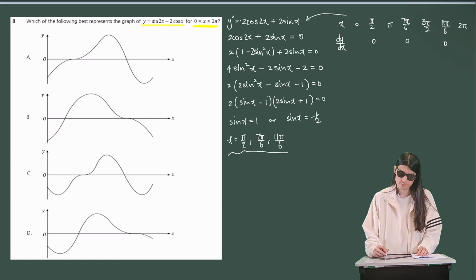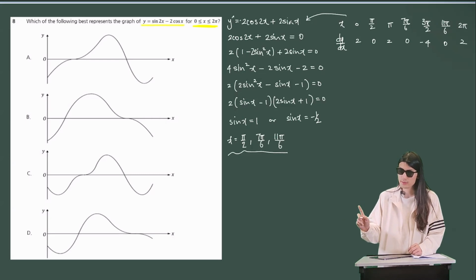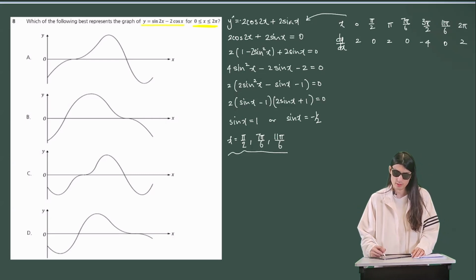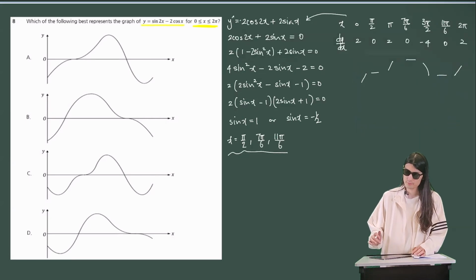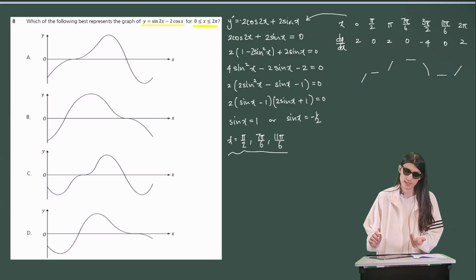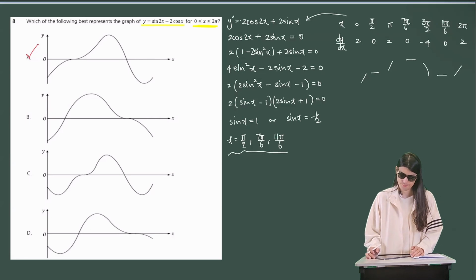And when you do that, you end up with these values indicating your graph increases, stops, decreases, stops, and then increases, doesn't it? And that's the shape of your graph. And the option that's got that exact shape is A, isn't it? Therefore, making A the correct answer.